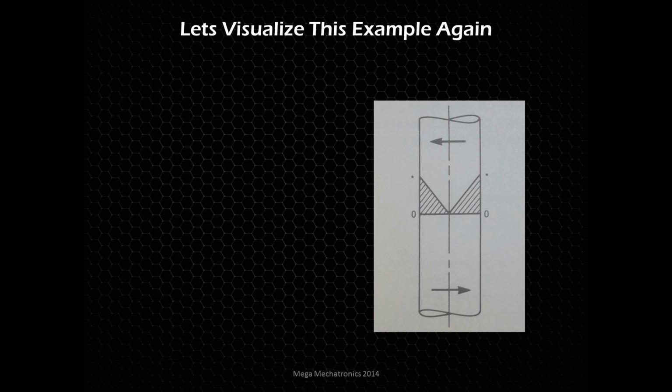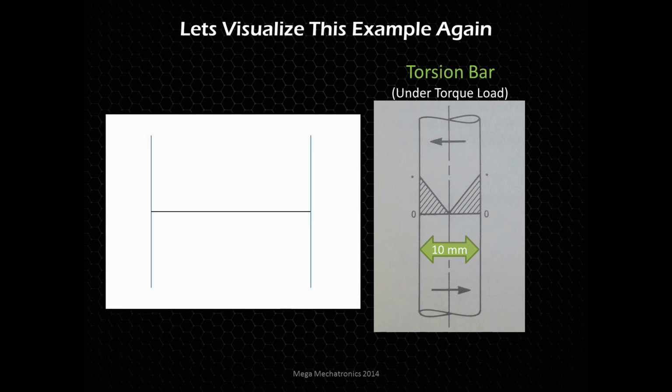So let's look at this example again. We have a torsion bar. It's under a torsion load, a torque load. And let's say this part is 10 millimeters in diameter. Let's put this into a graph form, just in case you're confused about the physical layout and the part being in the picture.